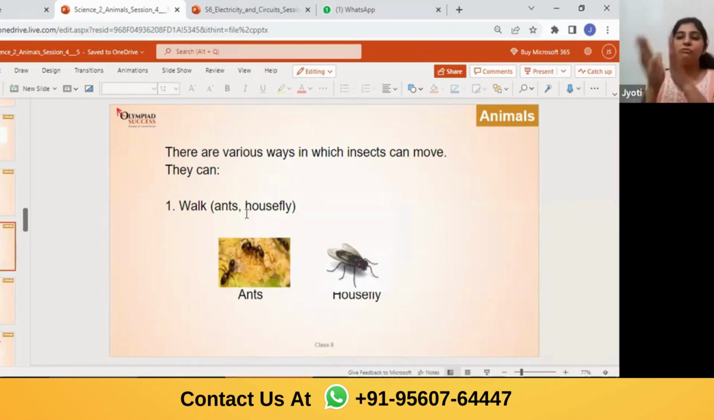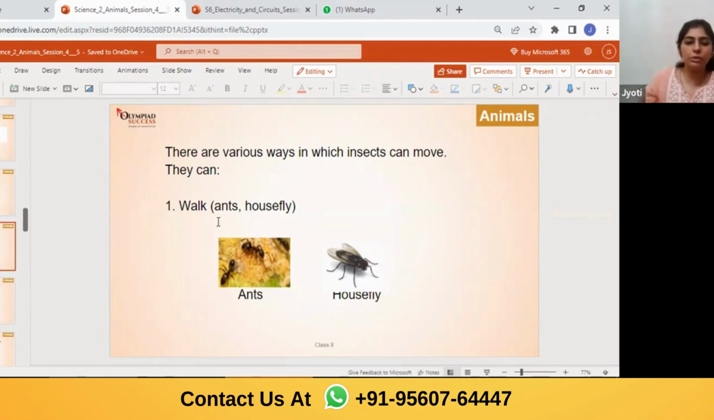It is not that one animal can have only one particular locomotion type. No, it is not mandatory. It can have more than one locomotion type. It can even crawl, it can even fly, it can even jump, it can even walk. So there can be more than one locomotion type in one insect or animal.